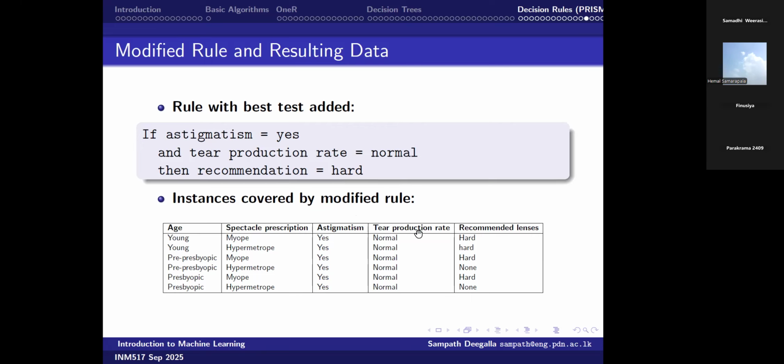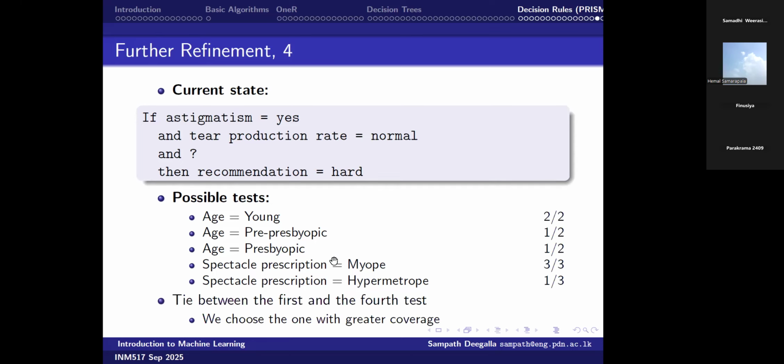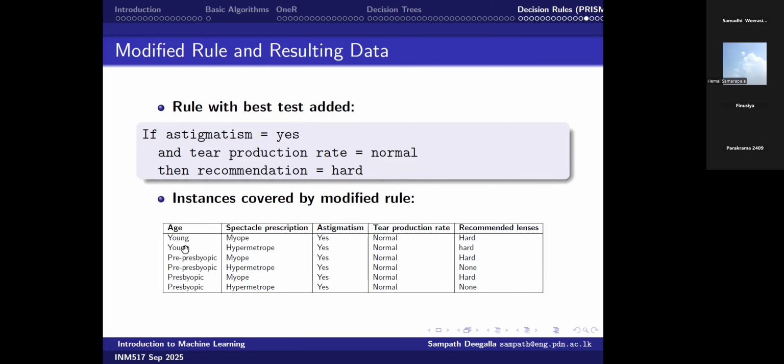Right. And then now we see the modified data set. We have both astigmatism yes and tear production rate normal. So now we need to update the rule. We can update the rule again, but this time we have used these two, so we are left with these 5 possible tests, right? So in this particular case, what is the accuracy? If you put age young, I'll go back here, right? When age is young, if you put age is young here, what is the accuracy?